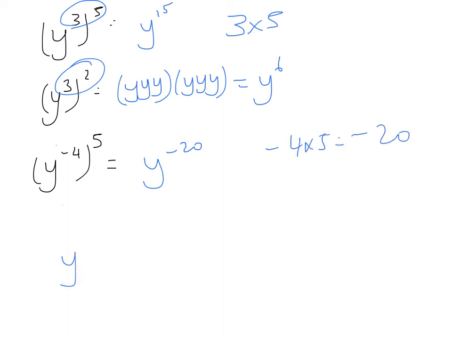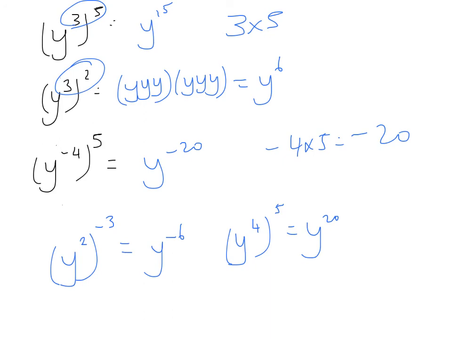So this is raising a power to a different power. So if I had y squared all to the power of minus 3, that would be y to the minus 6, because 2 times minus 3 is minus 6. Y to the 4 all to the power of 5 would be y to the 20, because 4 times 5 is 20.